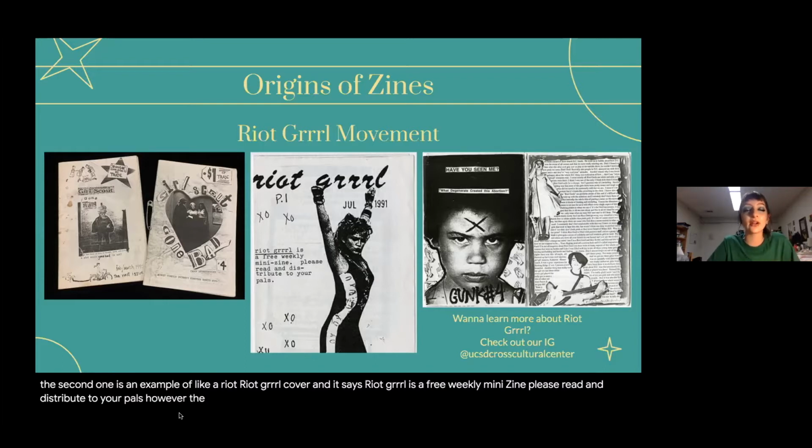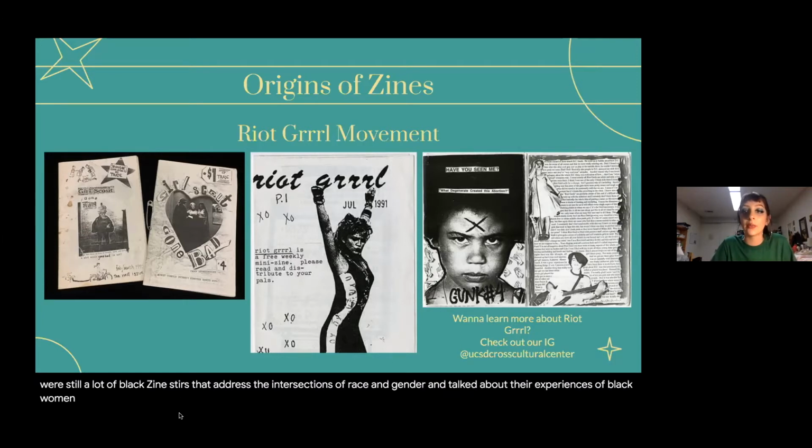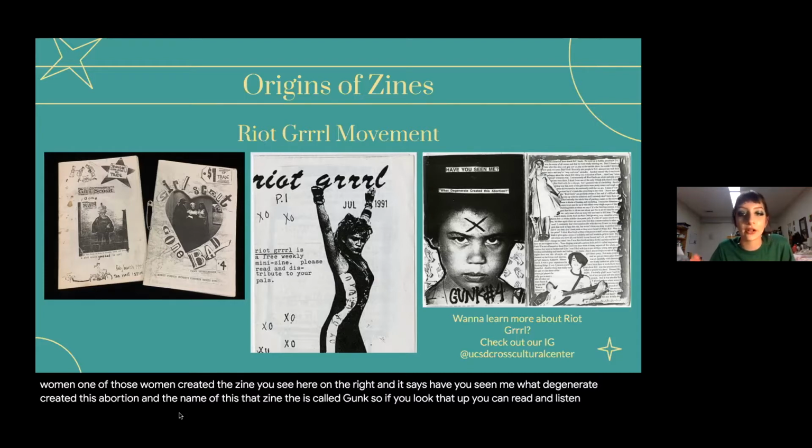However, the Riot Grrrl movement was known for being a largely white feminist movement. Still, there were a lot of Black zinesters who addressed the intersections of race and gender and talked about their experiences as Black women. One of those women created the zine you see here on the right. It says, "Have you seen me? What degenerate created this abortion?" And the name of that zine is Gunk. If you look that up, you can read and look at all her zines.